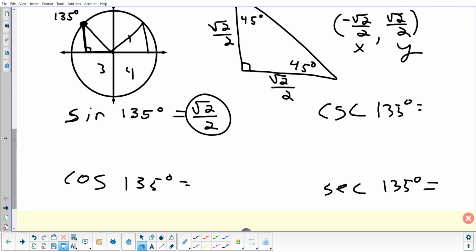All right, so we got the sine. Devin, how about my cosine? It'll be negative square root of 2 over 2. Yep, that's the x value.